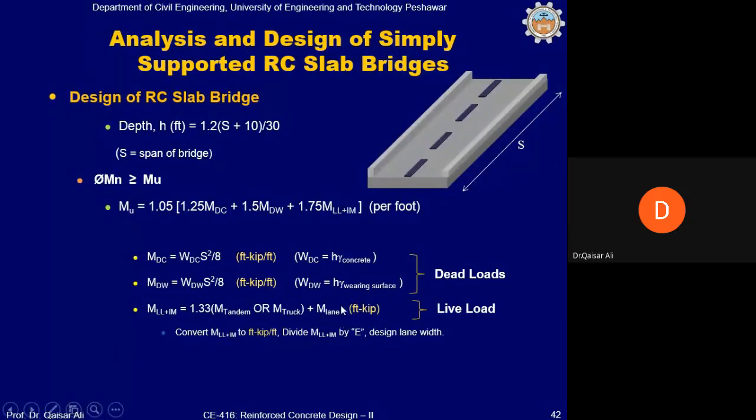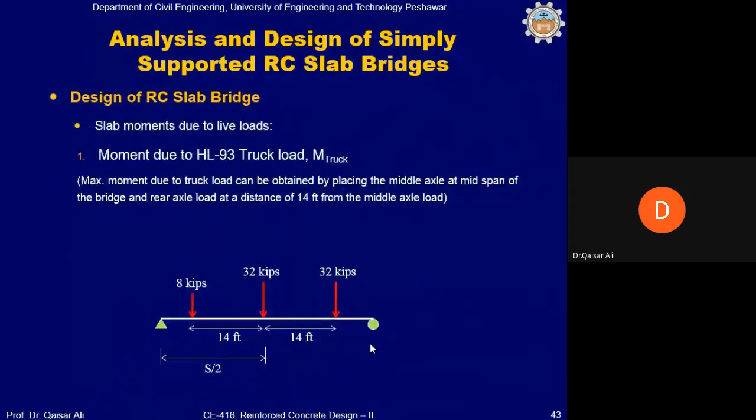And M lane is the design lane moment, which was discussed in the previous slides. Once this MLL plus IM, the live load, is calculated, it will be divided by E, so that this gives us the bending moment per unit width.